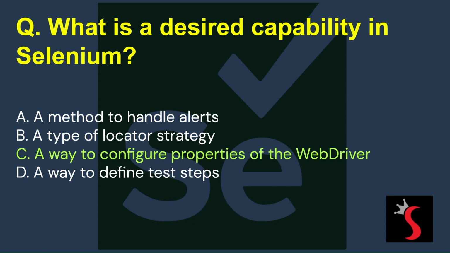And correct answer is option C. A way to configure properties of the WebDriver. Desired capabilities are key value pairs that help define test requirements and configure driver instances for test automation frameworks.